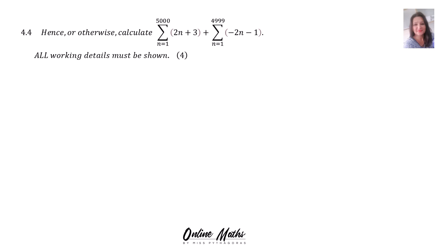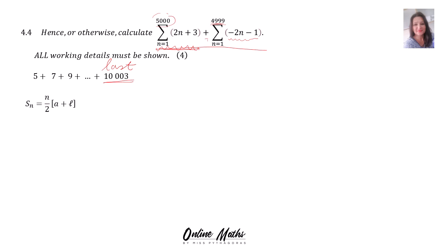Here on 4.4, hence or otherwise calculate, and then they give you this expression. Don't be scared. All of this means it's the sum of 5,000 terms plus the sum of 4,999 terms with that general sequence. So let's take this one step at a time. Do you agree on this one? That was the previous sum. We worked out what the series was. And then this 10,003 is also called the last term.